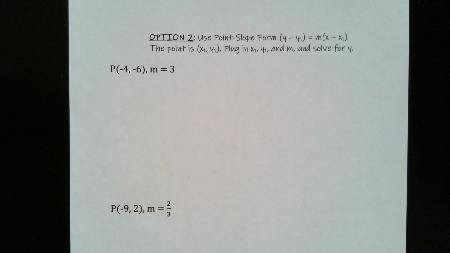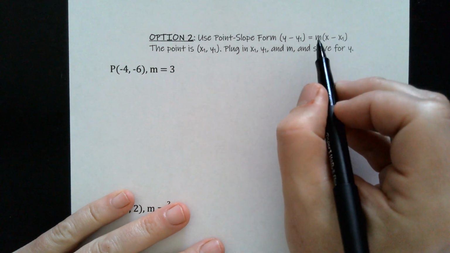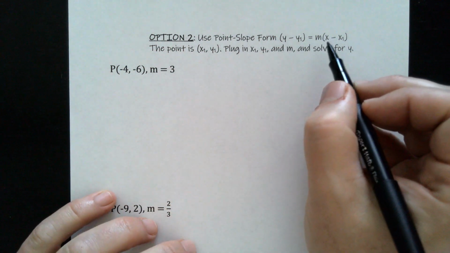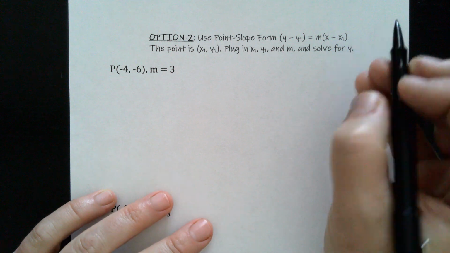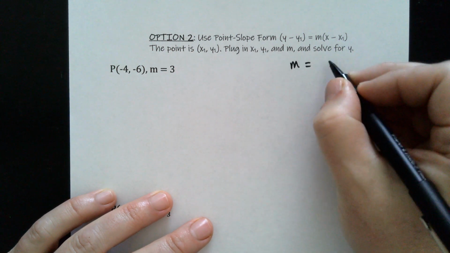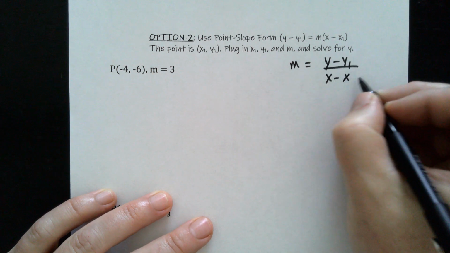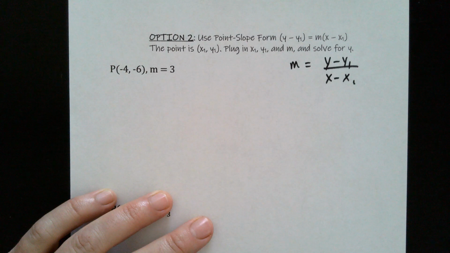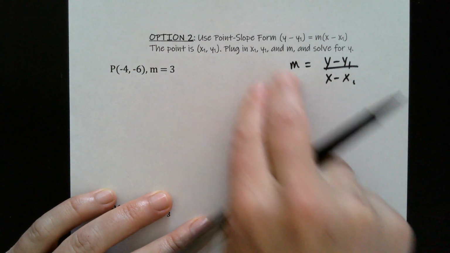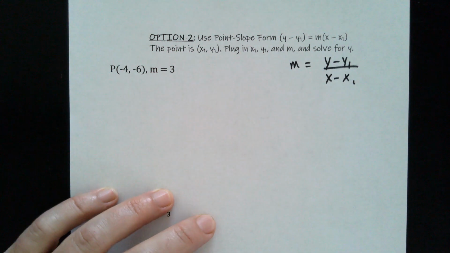Okay, for option 2, we're going to use the point-slope formula, which is derived from the slope formula. And it looks like this: y minus y1 is equal to m times x minus x1. That should look familiar because it comes from this: m is equal to y minus y1 over x minus x1, right? The slope formula. All that happened is this got multiplied over here. So it was m times this stuff equals this. So that's where that formula came from.